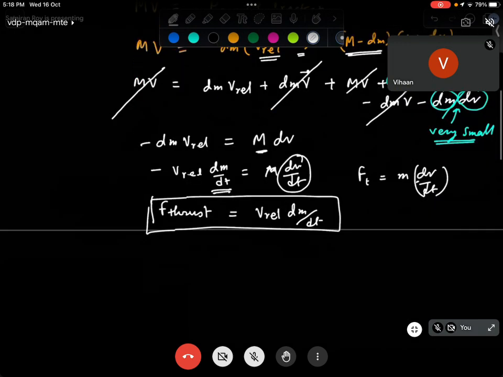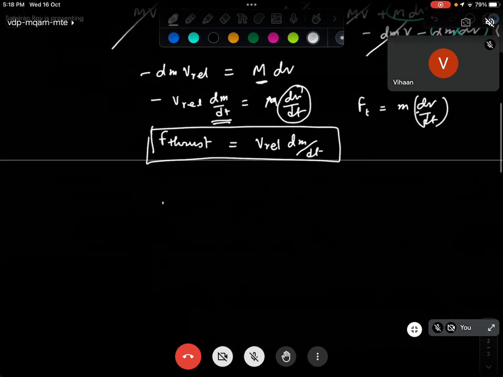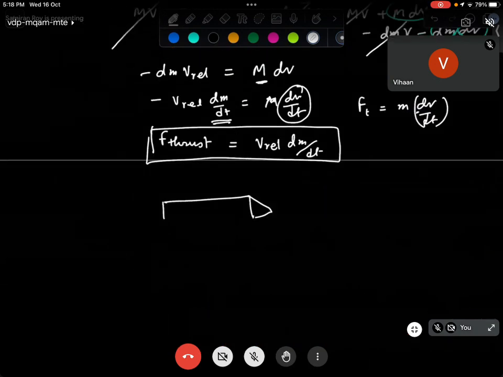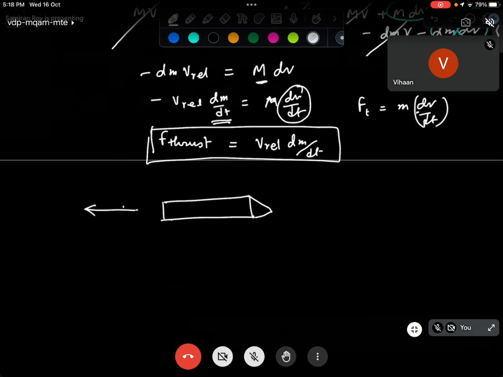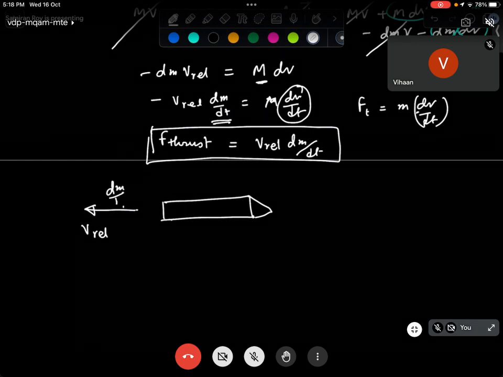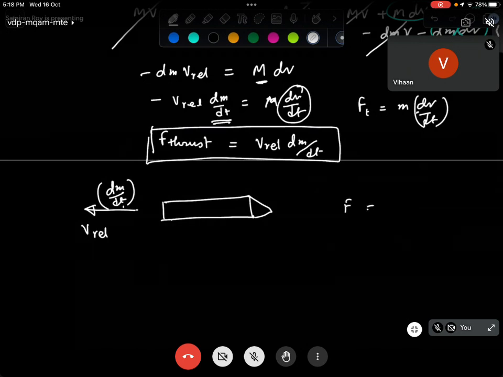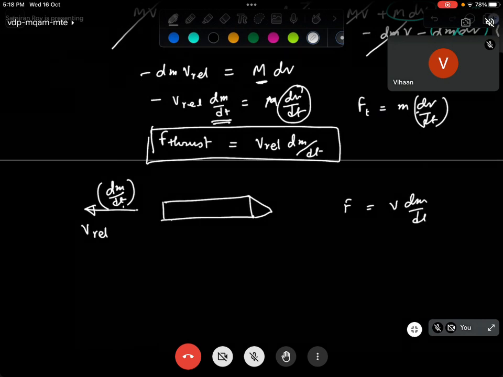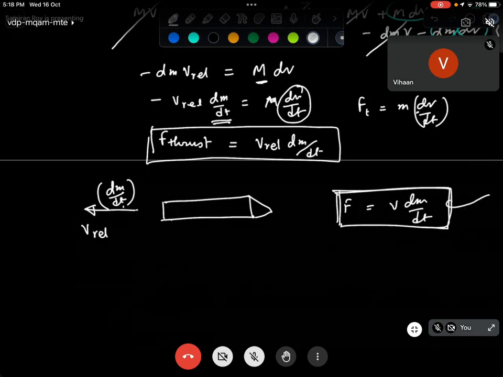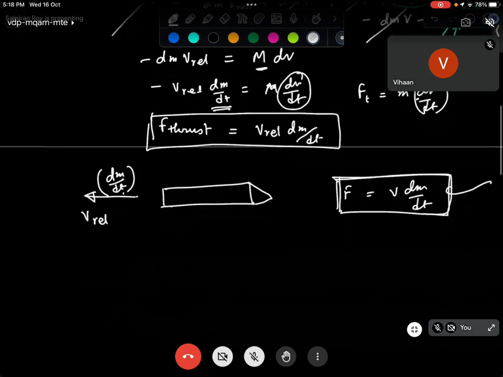It's clear? See, when the rocket is moving forward, exhaust gas is moving at a speed of v relative, and the rate of loss of exhaust gas is dm by dt. How much mass of gas is coming out? So what is force? Force you can write as v into dm by dt, when velocity is constant and mass is changing. So you have to remember this, correct.